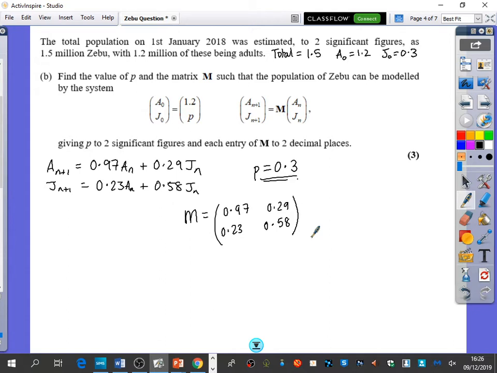I'm going to show you what you've got here. So we've got AN plus 1, JN plus 1. We think it's equal to 0.97, 0.29, 0.23, 0.58, multiplied by AN, JN. Just imagine what happens when you do this matrix multiplication. 0.97 AN plus 0.29 JN. You see how, just because it hasn't got X and Y, it looks horrible, but it's not. It's just setting up equations again.